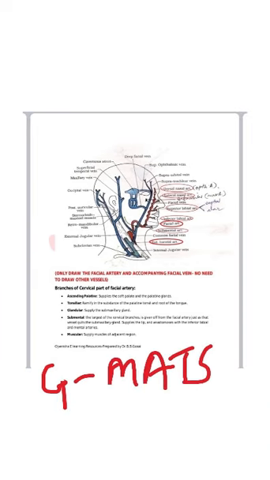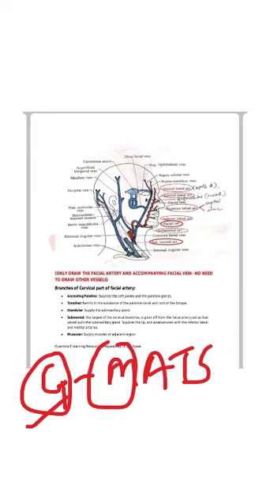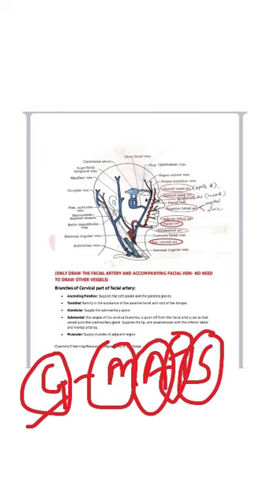G is for the glandular artery, which supplies the submaxillary gland. M is for the muscular artery that supplies the muscles of the adjacent region, and A is for the ascending palatine that supplies the soft palate and the palatine glands, and T is for the tonsillar that supplies the palatine tonsil and the root of the tongue, and S is for the submental, the largest of the cervical branches. Remember this, the submental is the largest of the cervical branches.